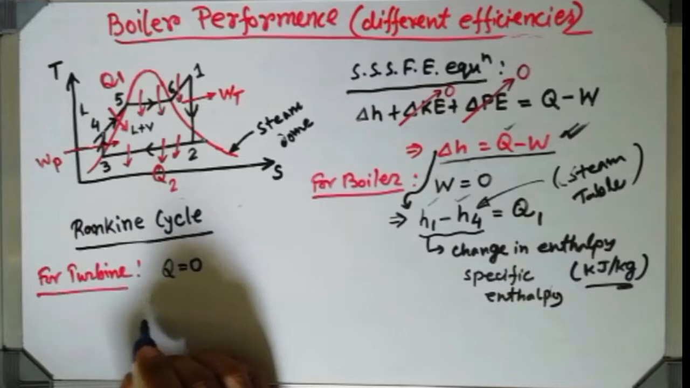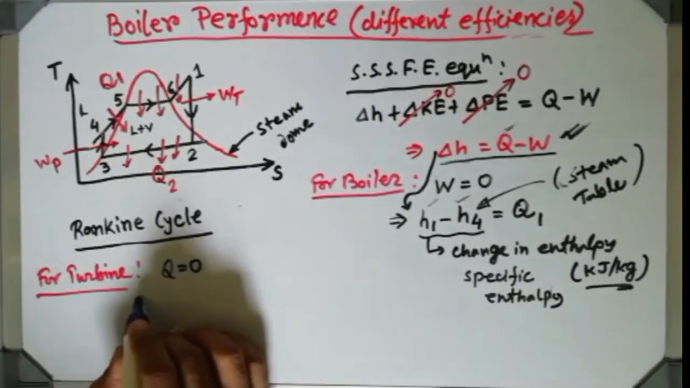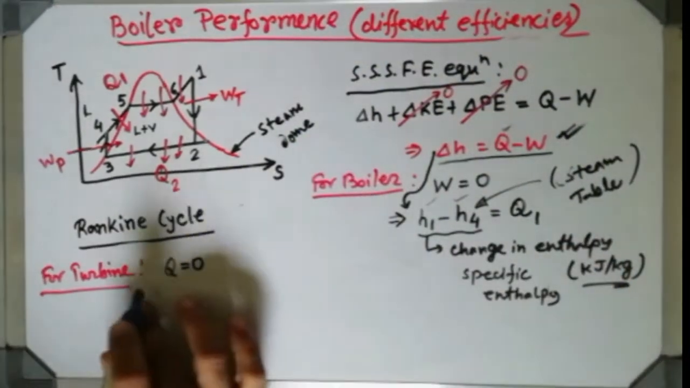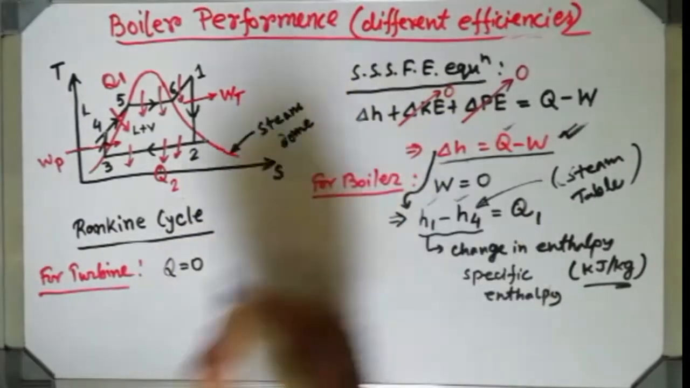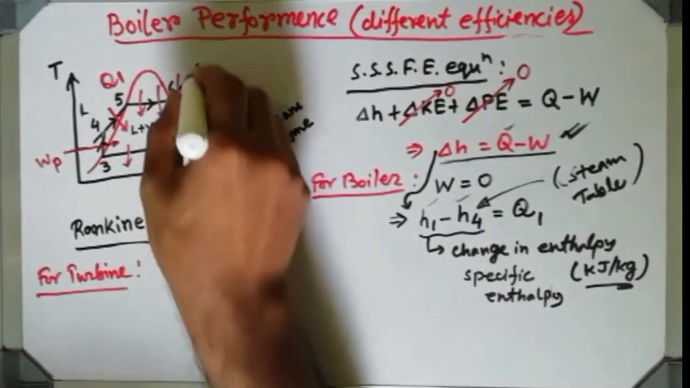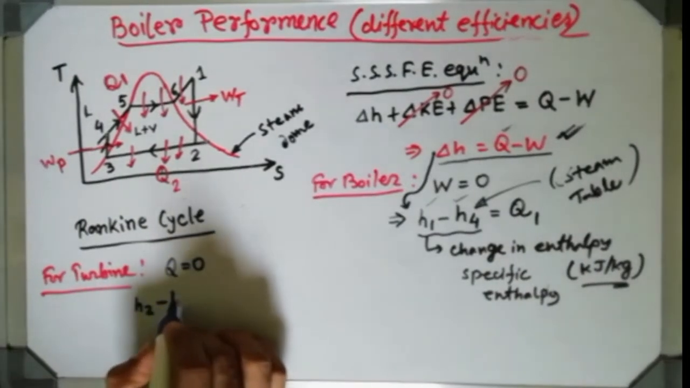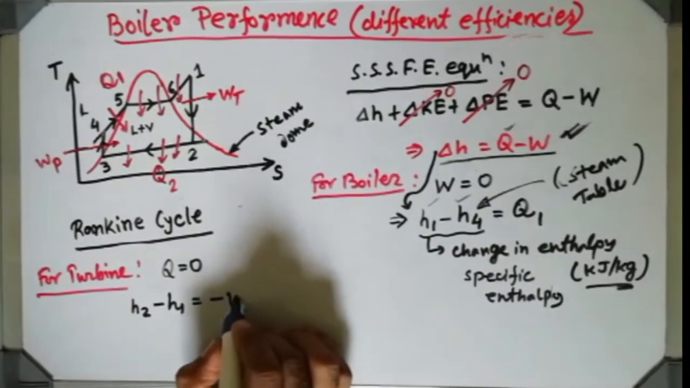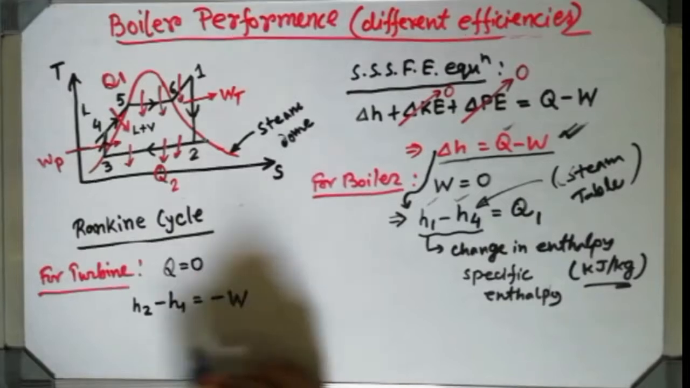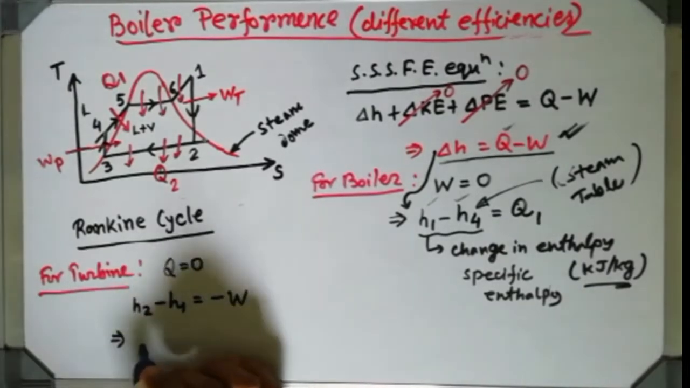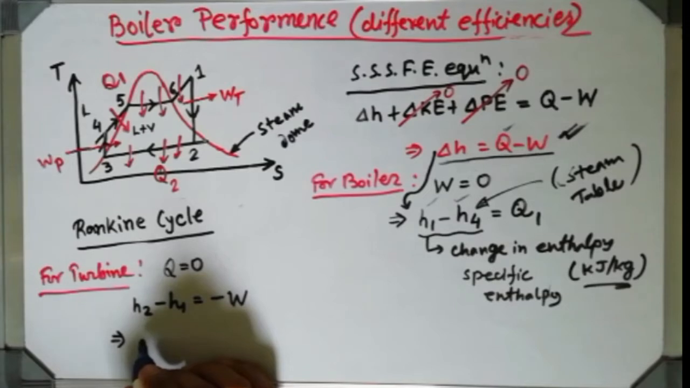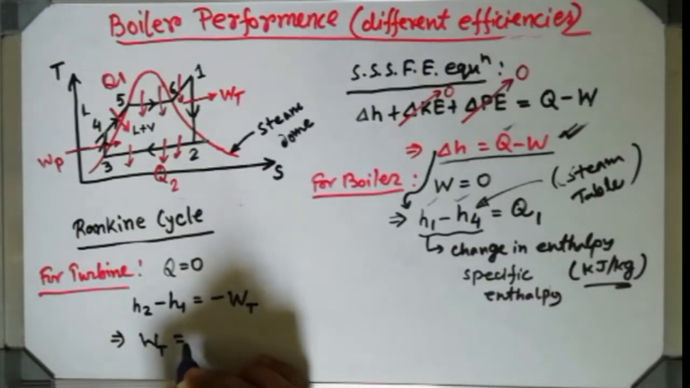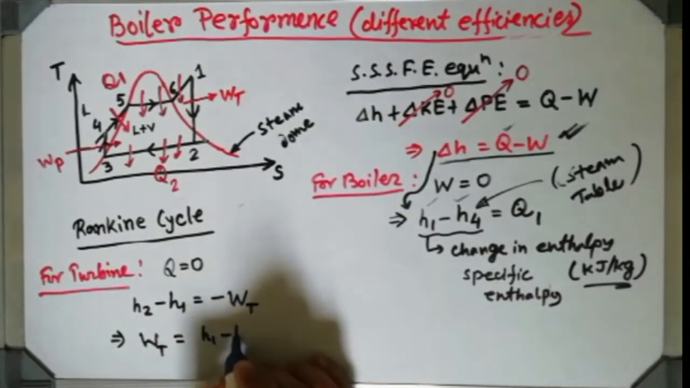So the work being produced I can write as Wt, and you can see one thing if I detail it. So change in enthalpy, what does this mean? Final enthalpy minus initial enthalpy, that is H2 minus H1, that is the change in enthalpy. So Q is 0, so minus W will be there, isn't it? So if you change the sign, it will give you W, I write it Wt. So Wt is nothing but H1 minus H2.